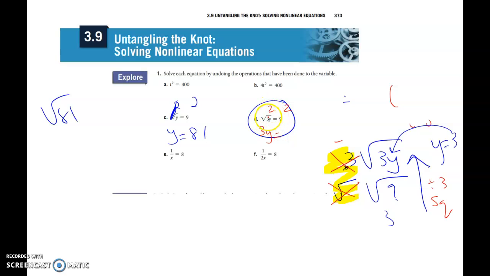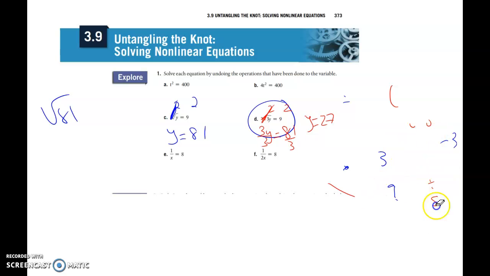And the squaring only cancels out the square rooting. It doesn't impact that 3y. And I get that. To get rid of multiplying by 3, I would divide by 3. Y is 27. And again, I can check my answer to make sure I'm right.